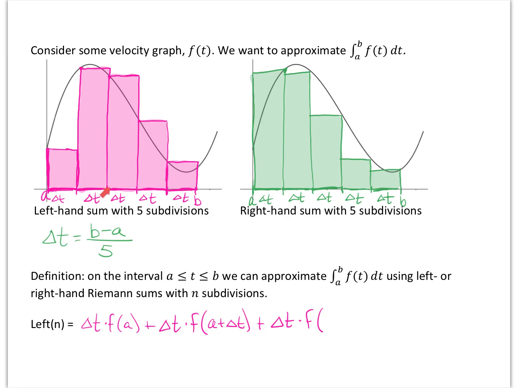And the way I figure out this x value is I say, okay, well, it's a plus delta t plus delta t. So a plus 2 delta t's. Okay, and we keep doing this until we get to the last rectangle, and it has a base of delta t, and it has a height, the left endpoint of the last interval. So not b, but 1 delta t before you get to b. So that would be b minus delta t. Function value at b minus delta t.